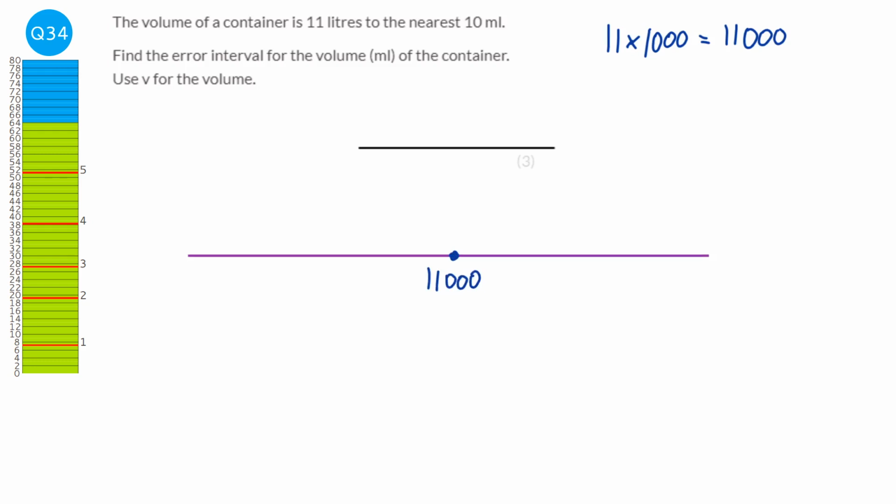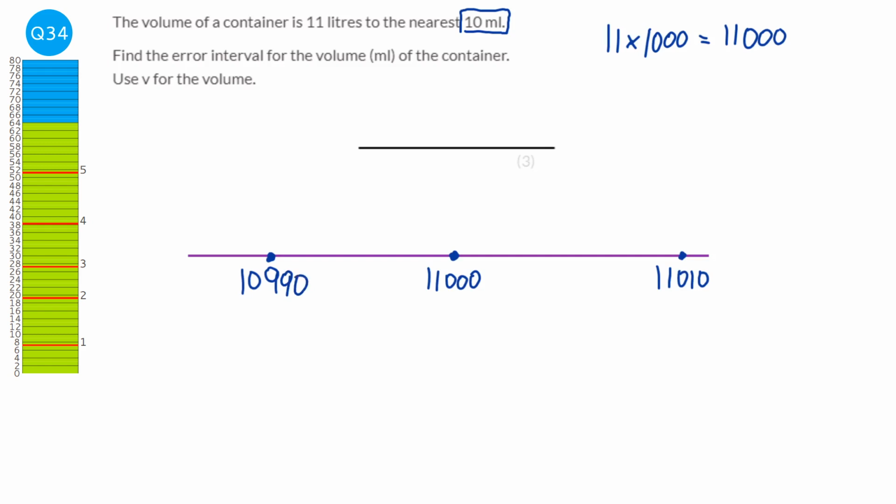Now, what would be the next one down if we're looking at to the nearest 10 ml? So we're going to add a 10 ml on, which will be 11,010. And we're going to take the 10 ml away. So 11,000 take away 10 ml will be, what is it? 990.